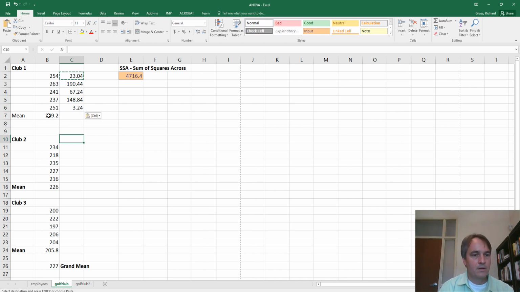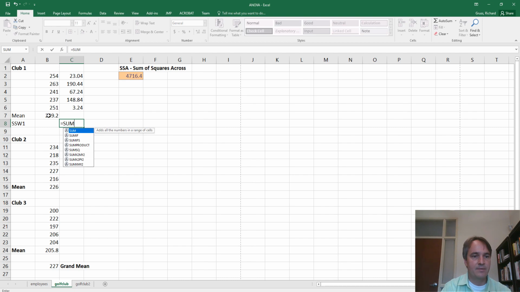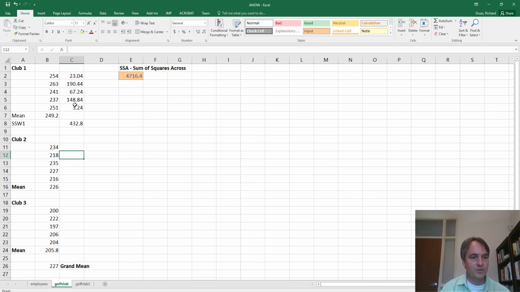Okay, so now to find out the sum of squares within for just club 1, group 1, it's just going to be the sum of these squared distances. So I'm just going to add them up, make that the sum of these. Now I need to do this for each group.